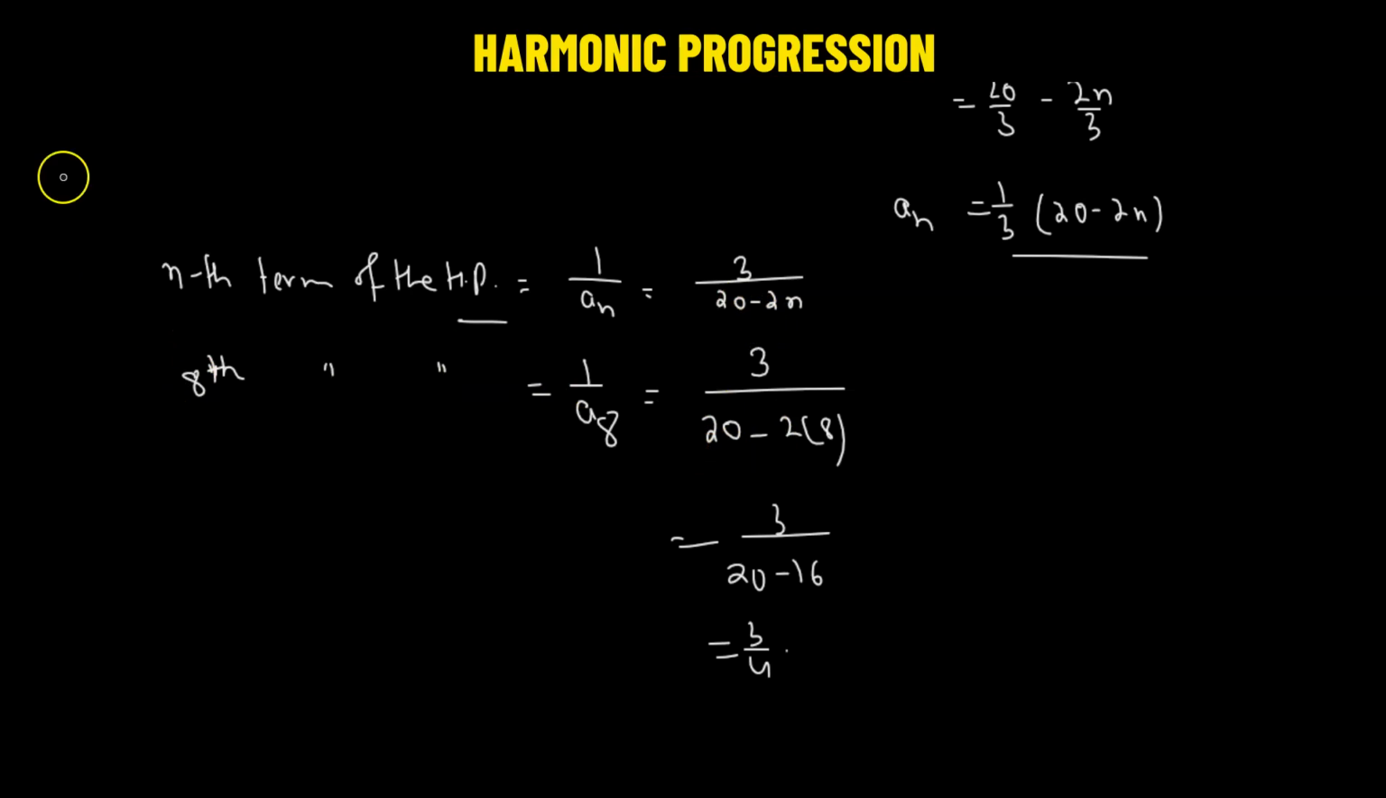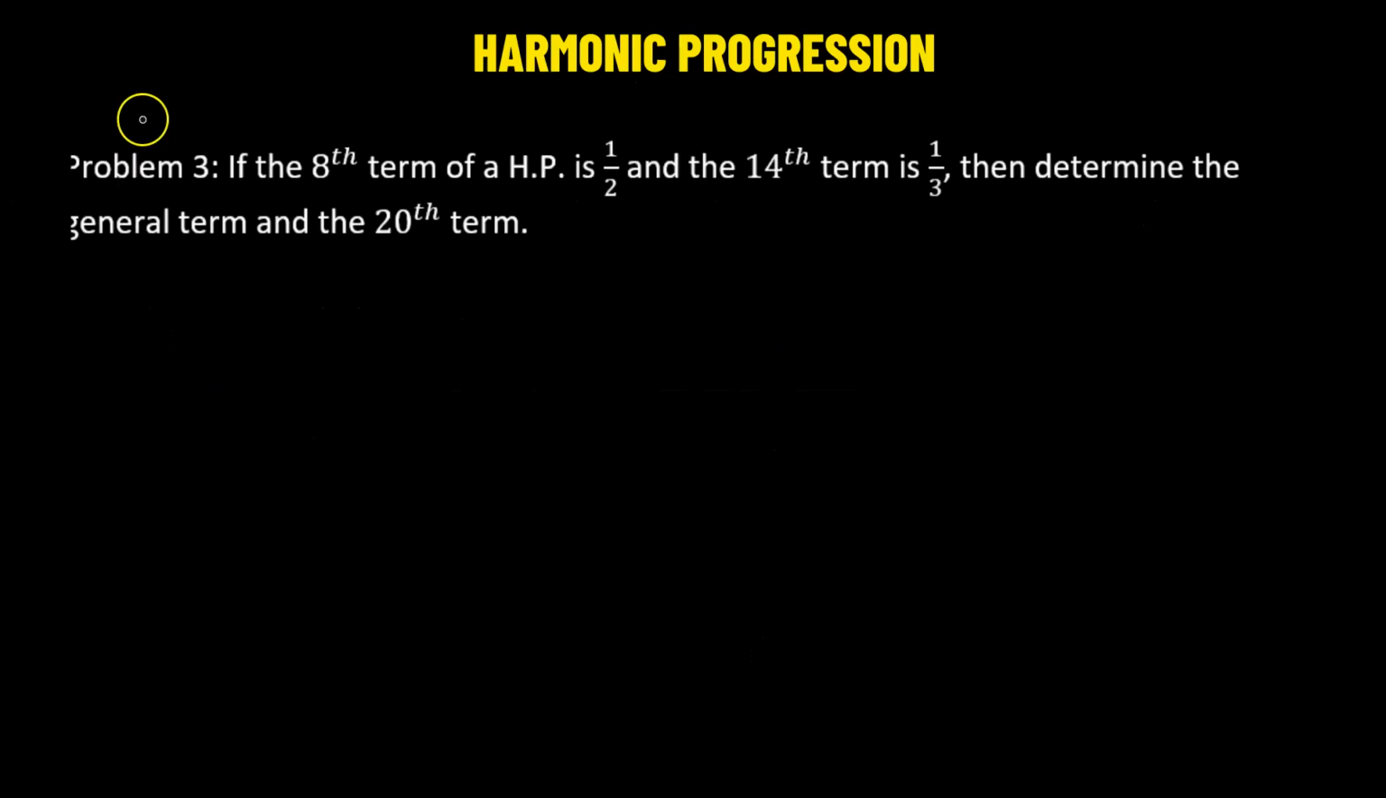Fine. So let's go to the third problem. Problem number 3. Here the 8th term of a harmonic progression is given, that's half, and the 14th term is also given, so it has a value of 1/3. We need to find out the general term as well as the 20th term of the given harmonic progression.